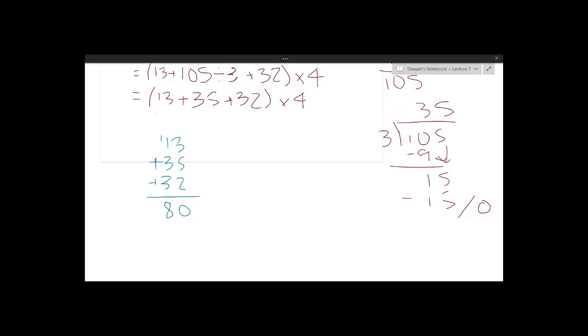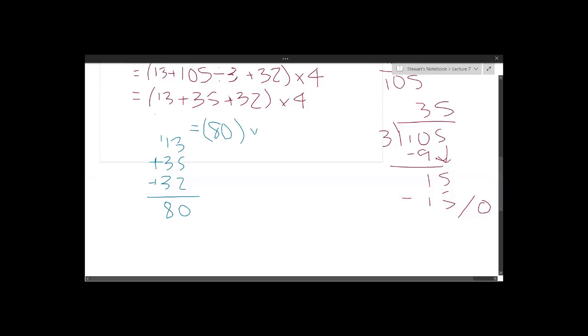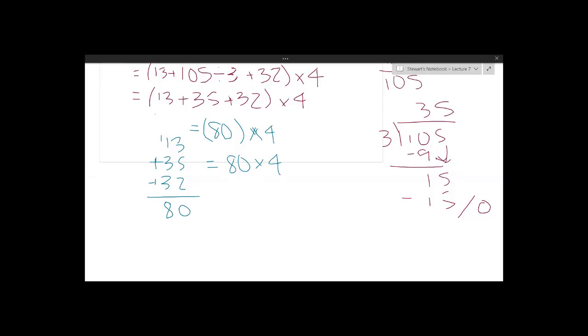So now this becomes 80 times 4. But since it's just 80, it's a single number now, so we can drop the parentheses. So we have 80 times 4. If you prefer this way, you can do it this way. 4 times 0, 0. 4 times 8 is 32. So you get 320. Alternatively, since there's a 0 in the ones place, you can just think of 8, or you can have a 0 placeholder for that ones place.